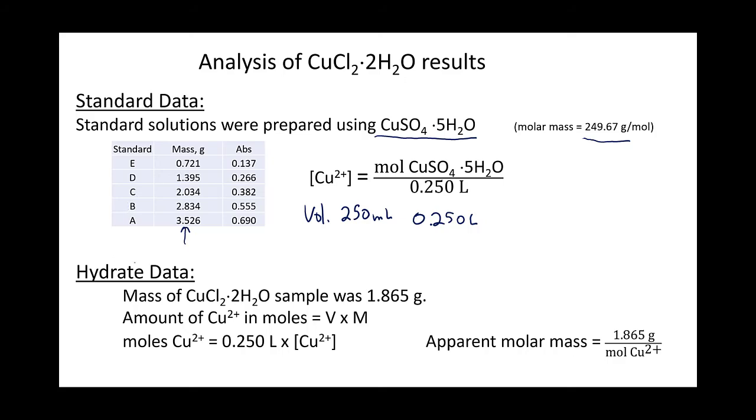The hydrate solution was also made up in a 250 milliliter volumetric flask, so it's 0.25 liters, and the mass of the hydrate compound used was 1.865 grams. Once you determine the number of moles of the copper, which you do by multiplying the volume of the copper solution made, 0.25 liters, times the concentration of the copper you get from the standard plot, you get the moles of copper. You'll take the mass of the copper compound, divide by the moles of copper that we measured, and that will give you the molar mass.